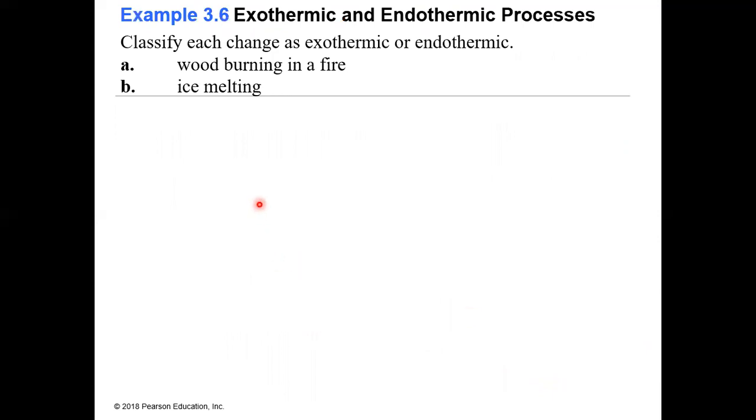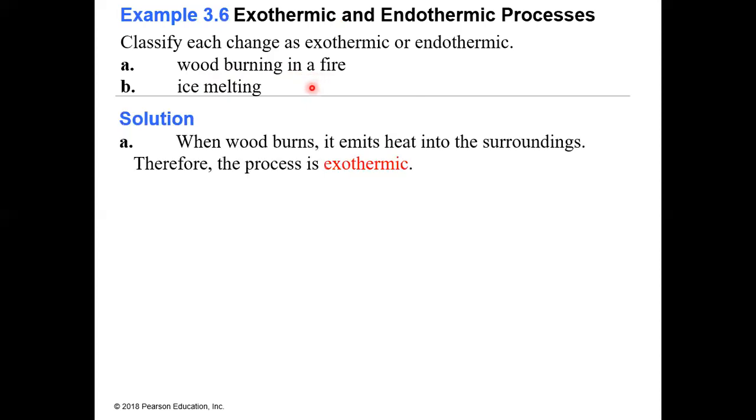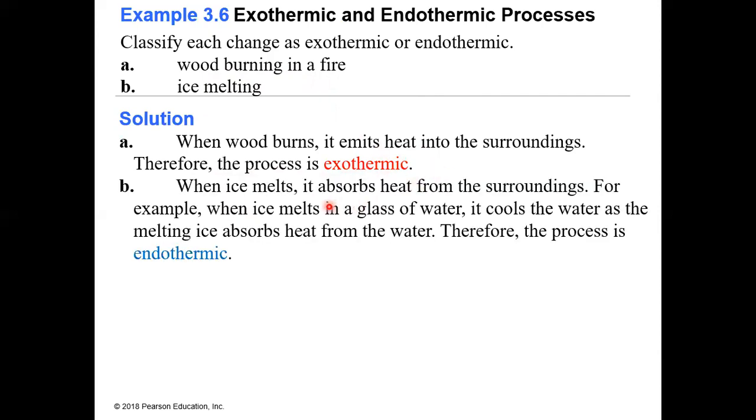Example 3.6, exothermic and endothermic processes. Classify each change as exothermic or endothermic. Wood burning in a fire: if you're standing by, it is emitting heat into the surroundings, and you feel the heat. Therefore, this process is exothermic. When ice melts, it absorbs heat from the surroundings. For example, when ice melts in a glass of water, it cools the water as the melting ice absorbs heat from the water. If you drink the water with ice, you feel the cool water. Therefore, the process is endothermic.